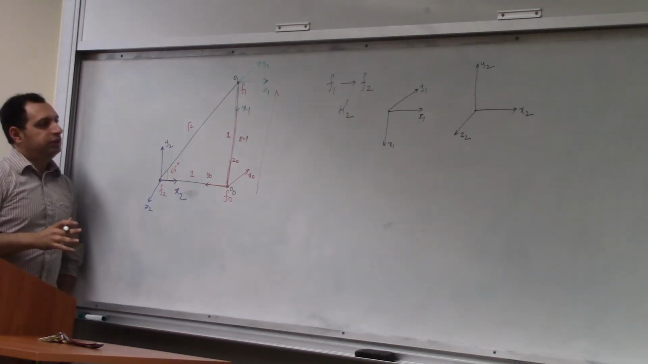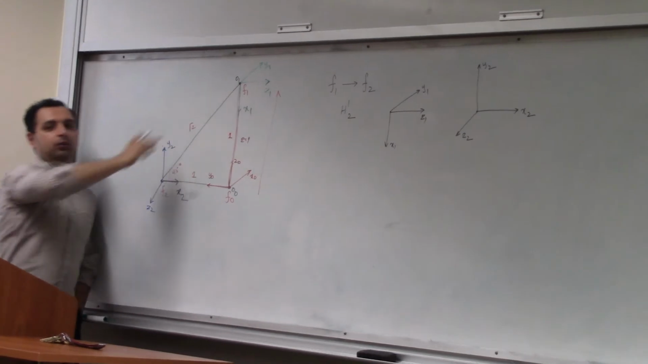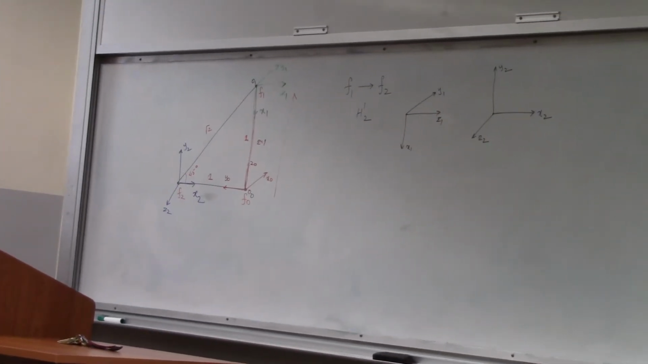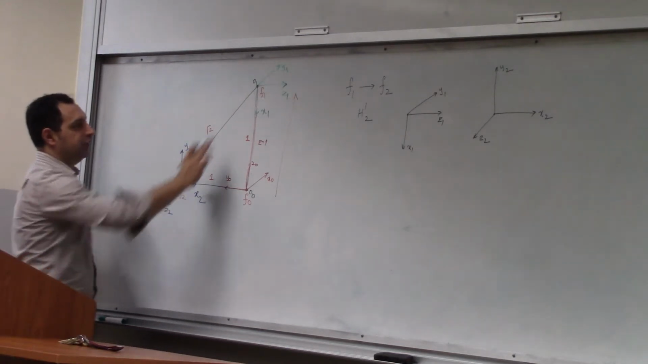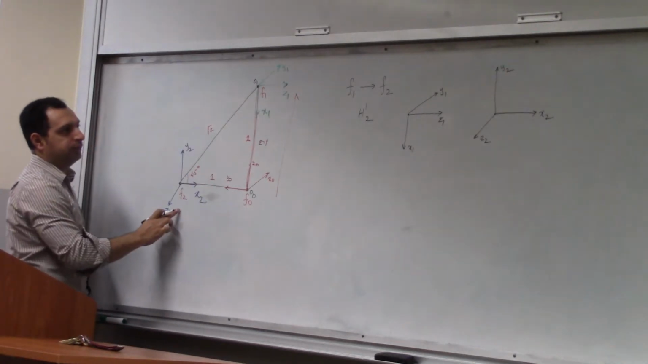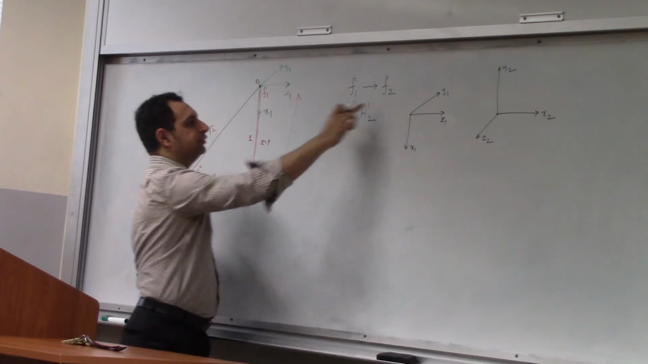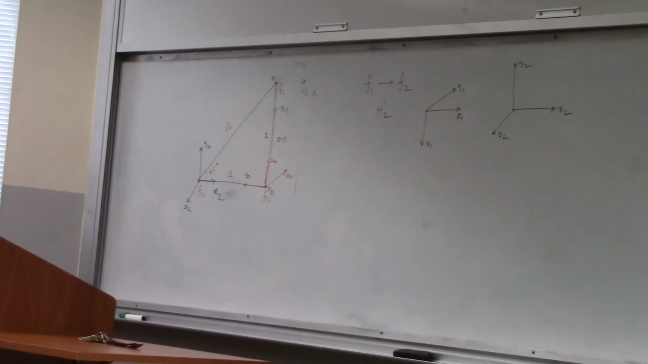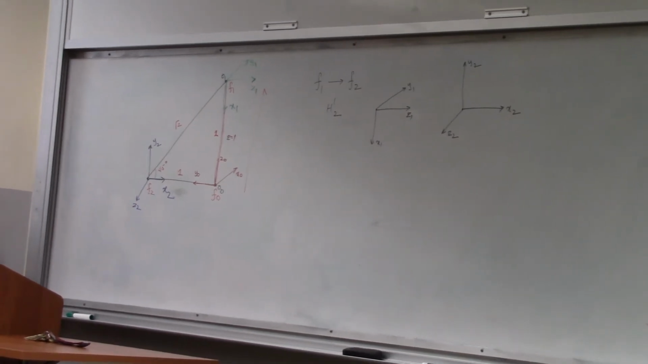Okay, first to move this frame here, what type of translation do I need? If I want to move F1 to F2, because we are moving F1 to F2, what type of translation do I need? You need to go to this.